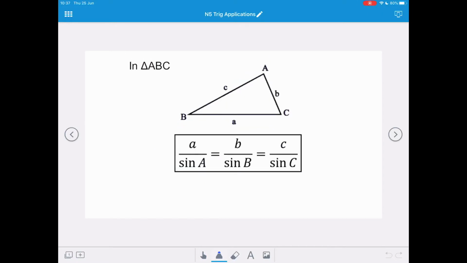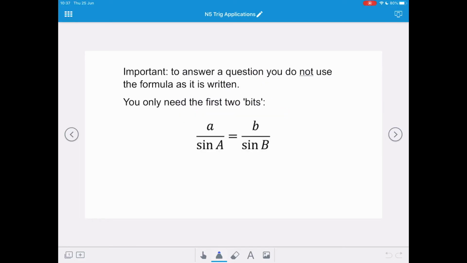Now in triangle ABC, the sine rule states that the ratio of the side to the sine of the angle is equal for all three angles and sides. So a over sine A equals b over sine B equals c over sine C. The important thing to remember is that to answer a question, we don't need to use the formula as it's written. We only need to use the first two bits. So in other words, a over sine A equals b over sine B. So you're looking at two ratios. You don't need to look at all three.